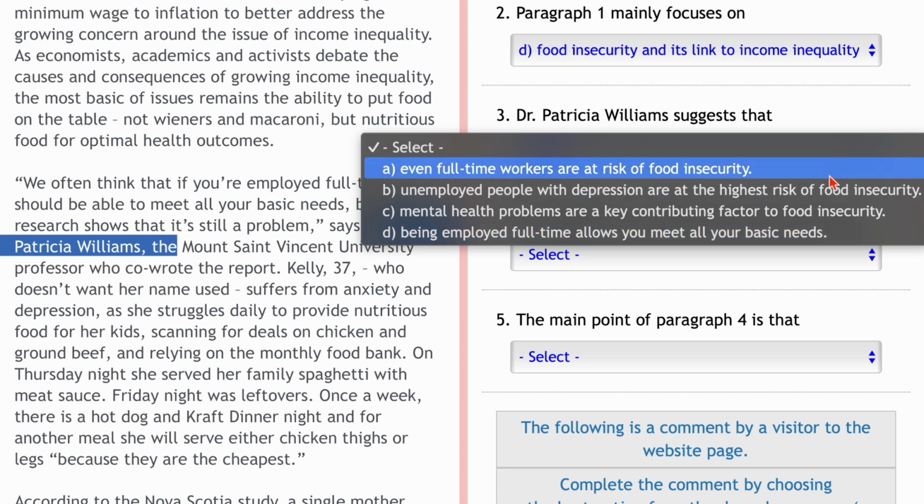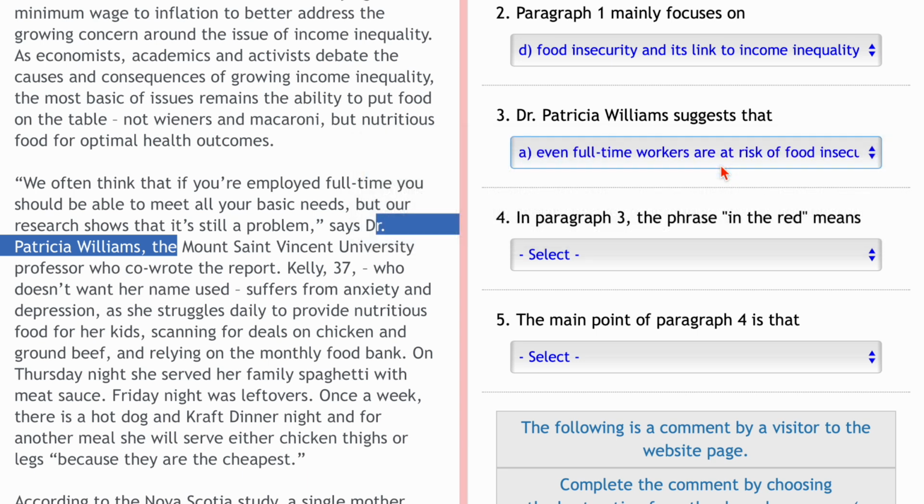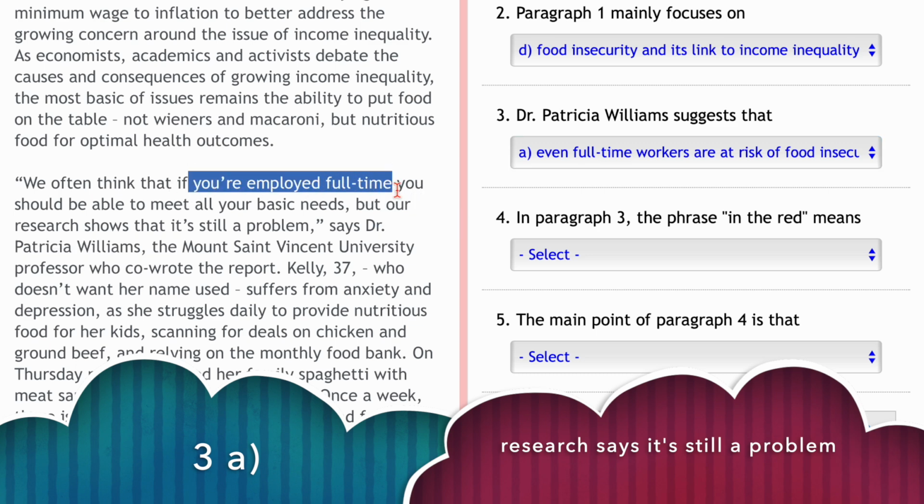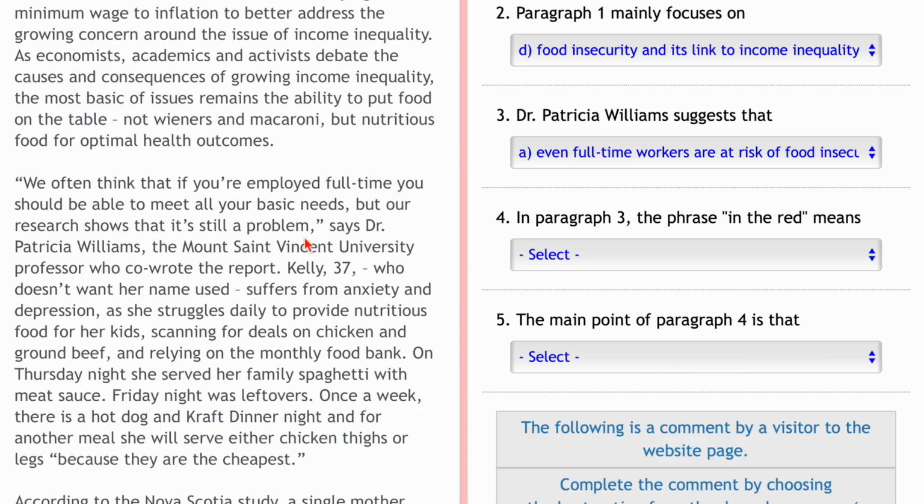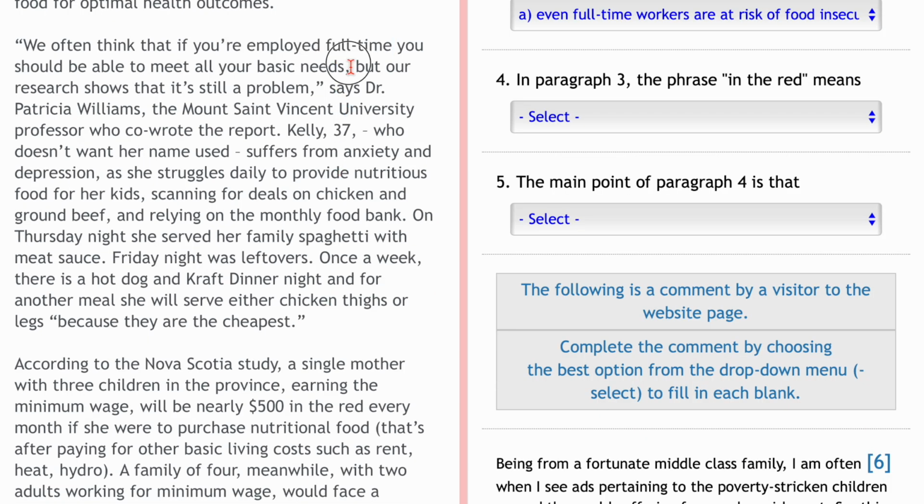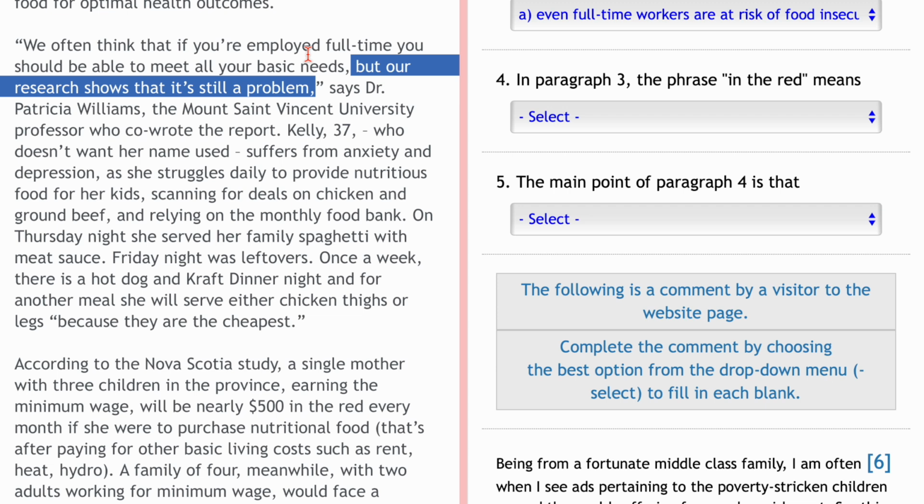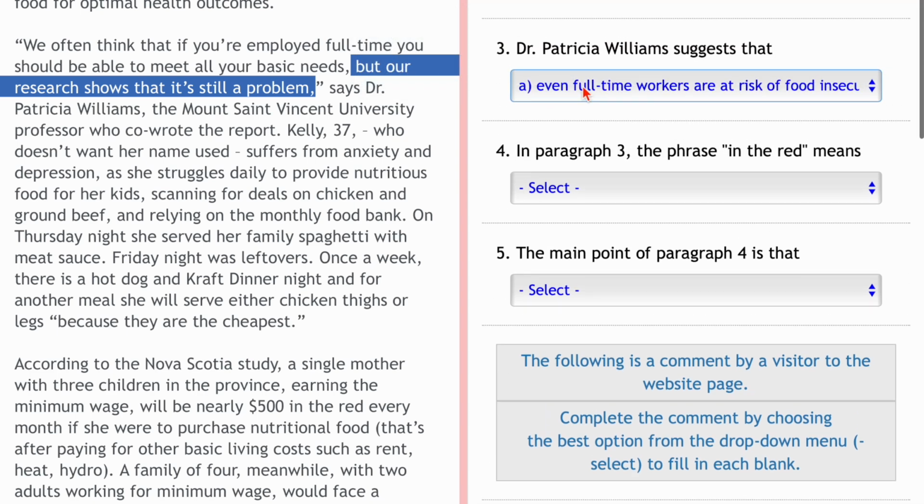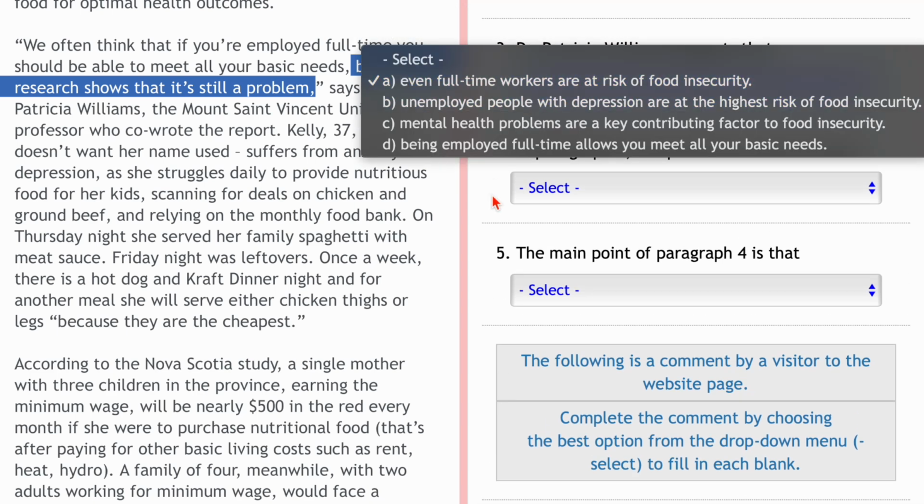It should be A. Even full-time workers are at risk of food insecurity. And it says here that we think that if you're employed full-time, you should be able to provide nutritious food. But Dr. Patricia Williams gives this example, or that it's still a problem. Even being full-time, it says, is a problem, okay? So even full-time workers are at risk in Canada, even full-time workers, okay?